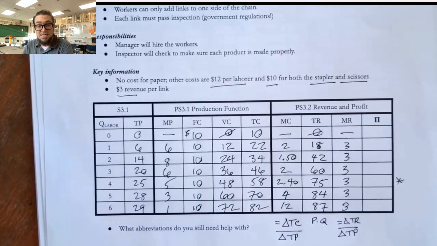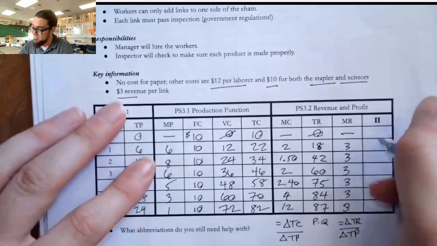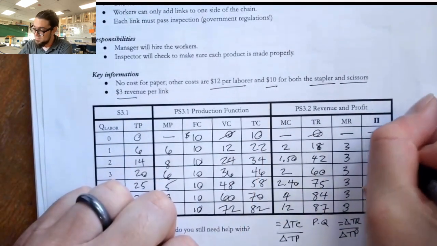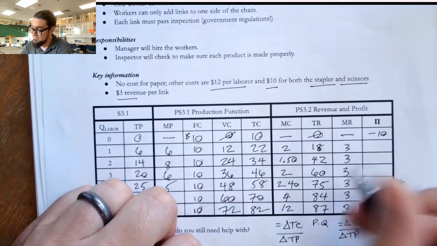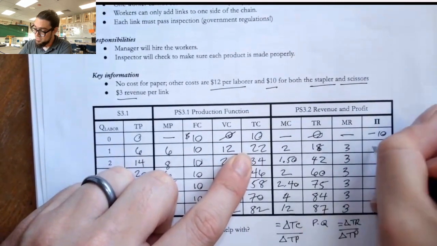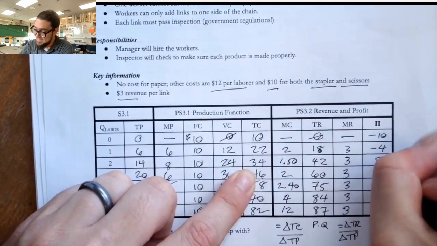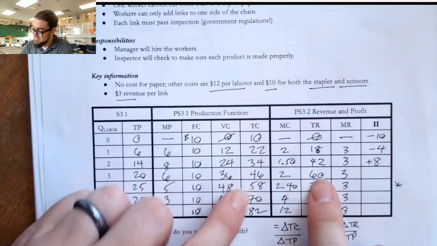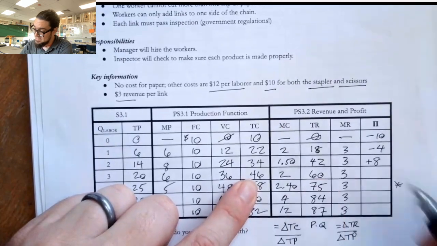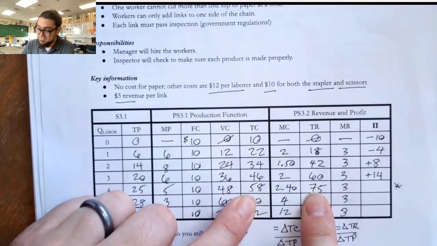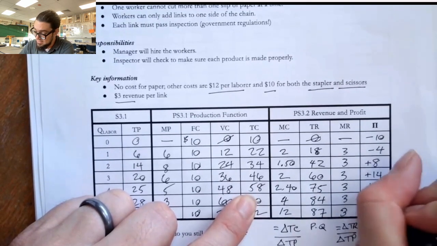Now, let's test that out and actually see that it's true by filling in these last columns. Total revenue minus total cost gives us profit. And so that one's negative 10. Total revenue minus total cost here is negative 4. 42 minus 34 is 8. So now we're in the positives. 60 minus 46 is 14, positive. 75 minus 58 is 17.